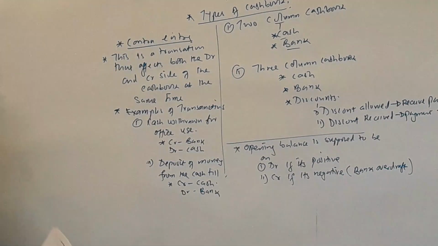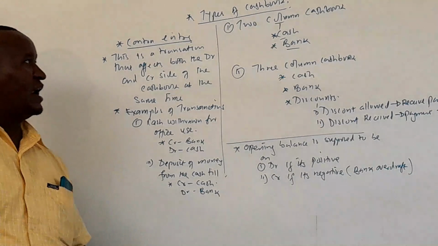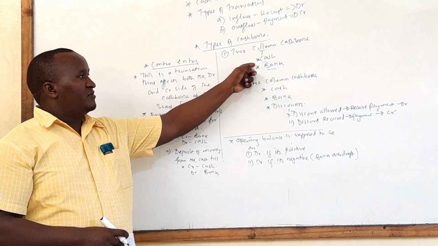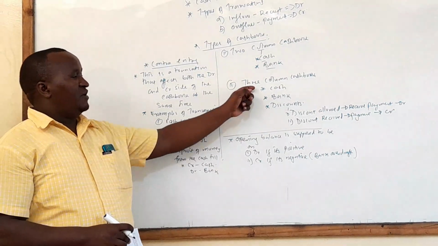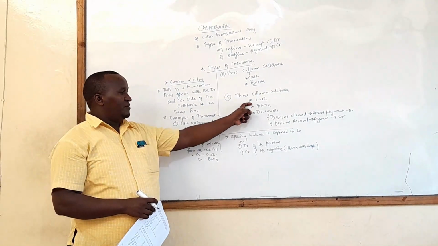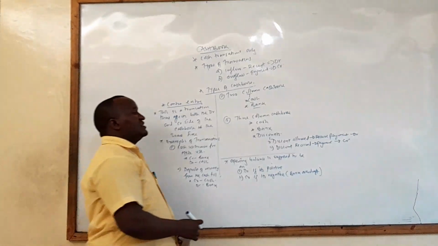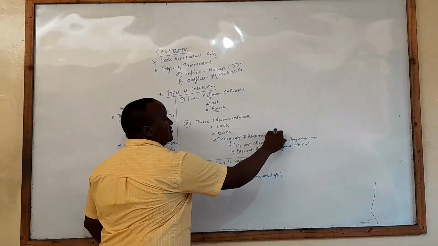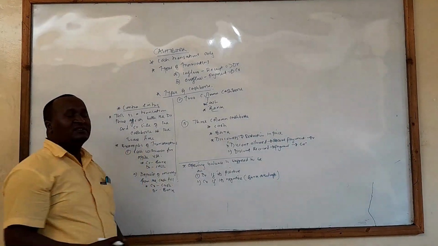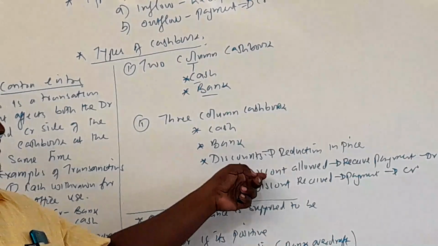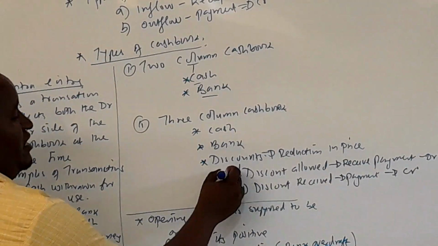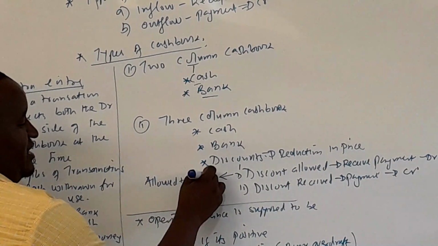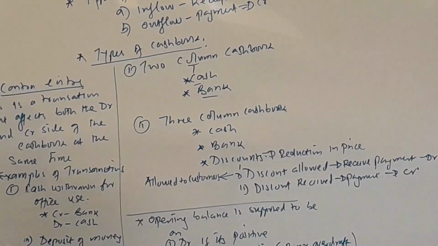You're supposed to know the types of transaction, whether it's an inflow or an outflow, and the types of cash book, the two column and the three column. We call it two column because of the column for cash and the column for bank. We call it three column because of the column for cash, the bank, and the discount. Remember, a discount is a reduction in price, and it will be allowed to customers whenever they are making the payment. So when customers are making the payment, we shall reduce the price for them.